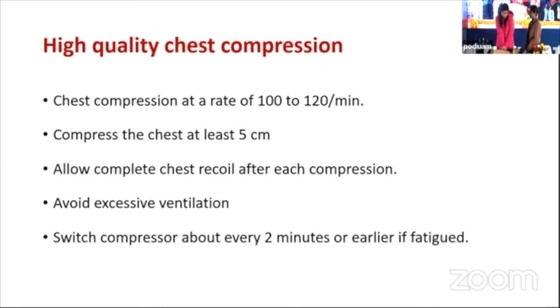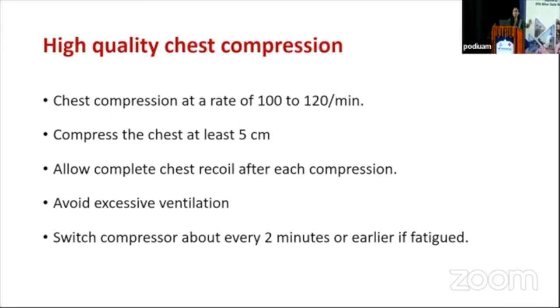So what are the 5 points of high quality chest compression? Chest compression should be at the rate of 100 to 120 compressions per minute. The depth should be at least 5 centimeters. Allow a complete chest recoil. Avoid excessive ventilation. We should never give excessive ventilation because that will further compromise the cardiac output by compromising the venous return of the patient.